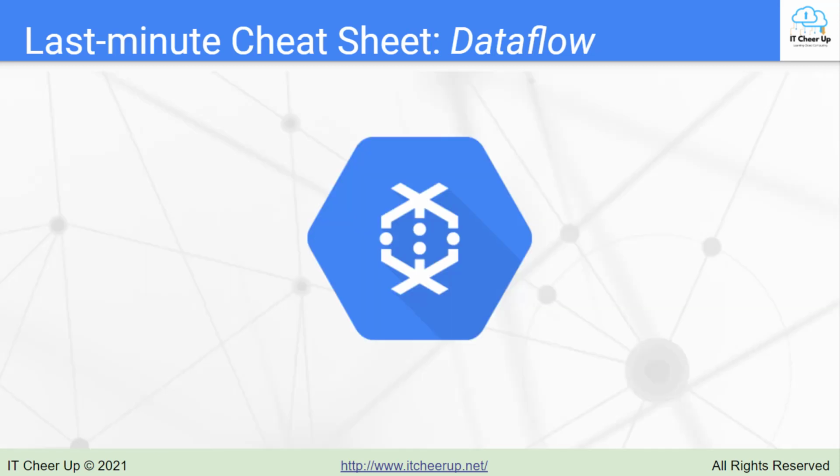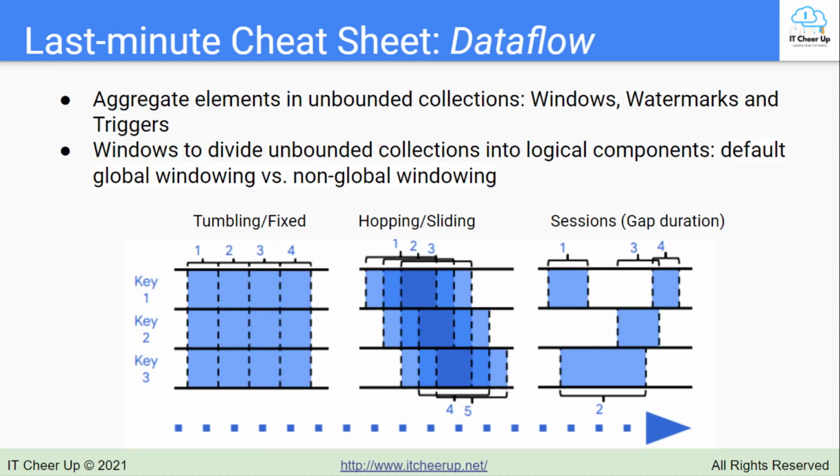Continue Google Cloud Dataflow's last-minute cheat sheet. I went through how to build the Dataflow pipeline in the last video. Now let's take a look at how to aggregate elements in unbounded collections through windows, watermarks, and triggers.